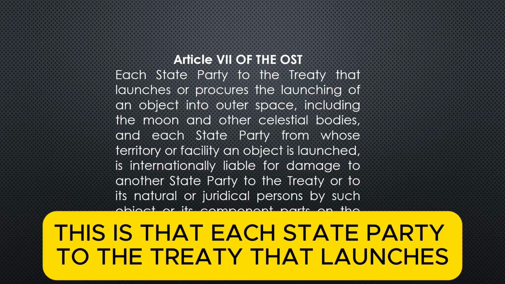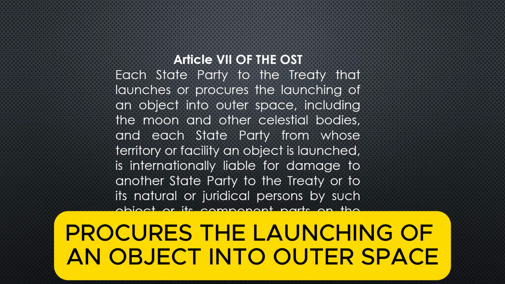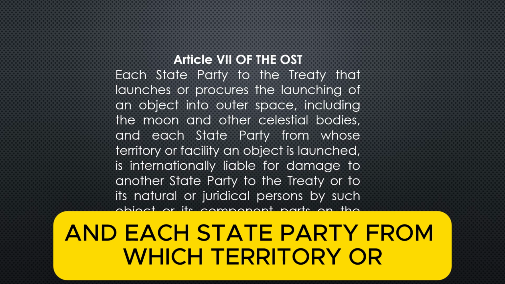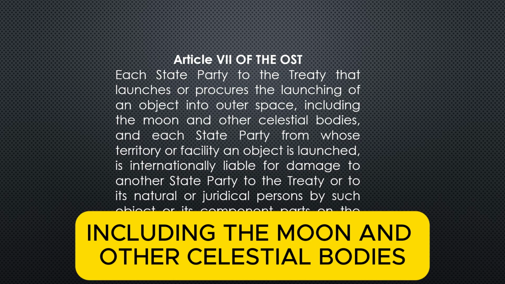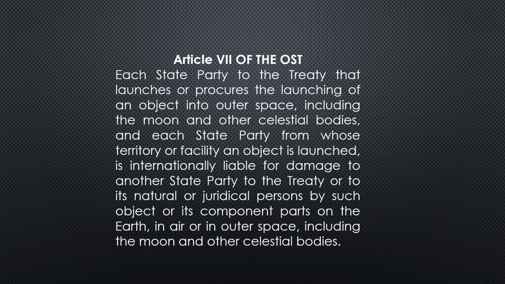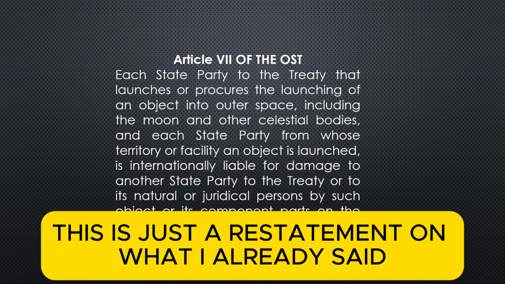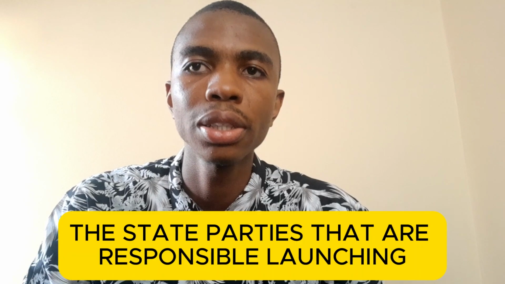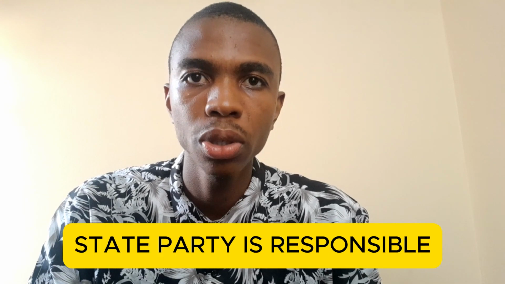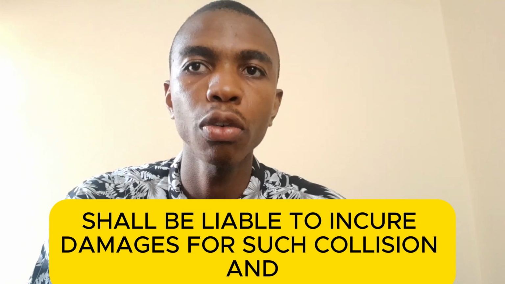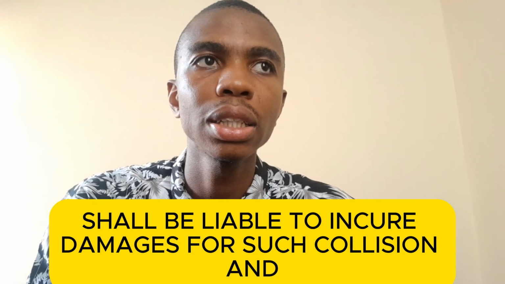It says that each state party to the treaty that launches or procures the launching of an object into outer space, including the moon and other celestial bodies, and each state party from whose territory or facility an object is launched, is internationally liable for damage to another state party to the treaty or to its natural or juridical persons by such object or its component parts on the earth, in air, or in outer space, including the moon and other celestial bodies. As I already stated, this is just a restatement of what I already said. The state parties that are responsible for launching, and unfortunately where there is a collision, the state party that is responsible shall be liable to incur damages for such a collision. And yeah, that's basically it.